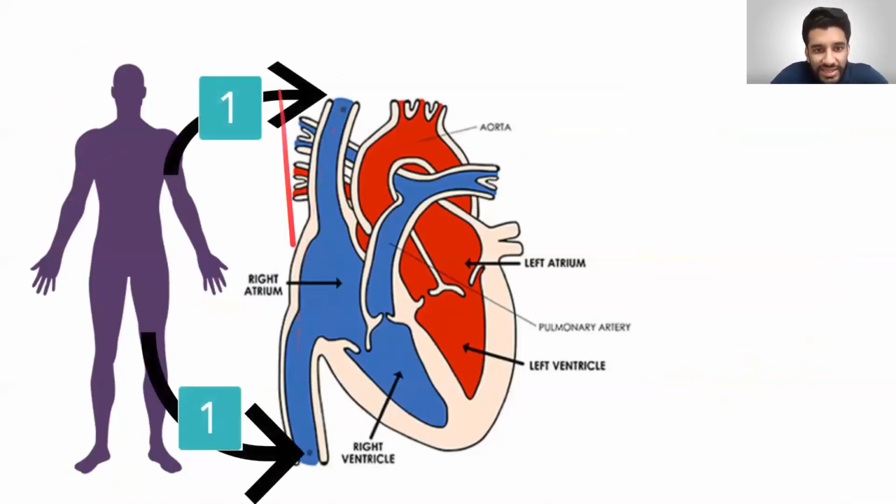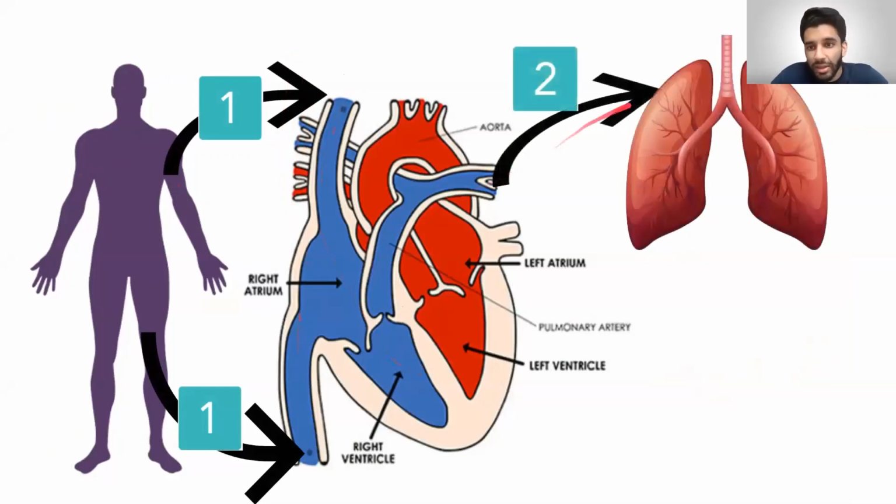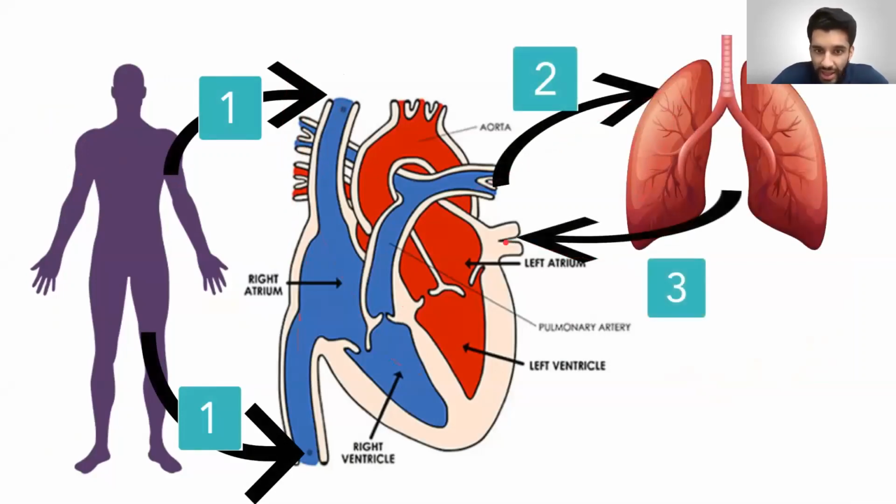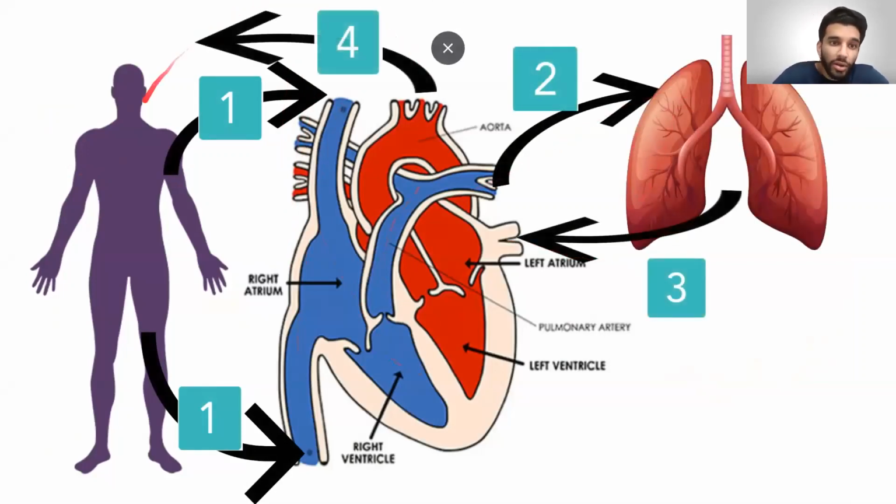That goes to this side of the heart. Then that pumps it to the lungs. Then the lungs give it oxygen. And then that oxygenated blood goes all over the body.